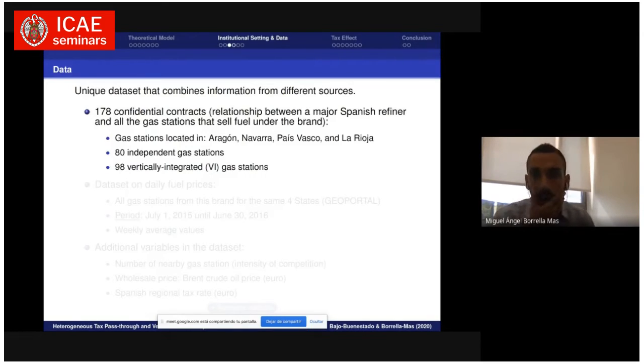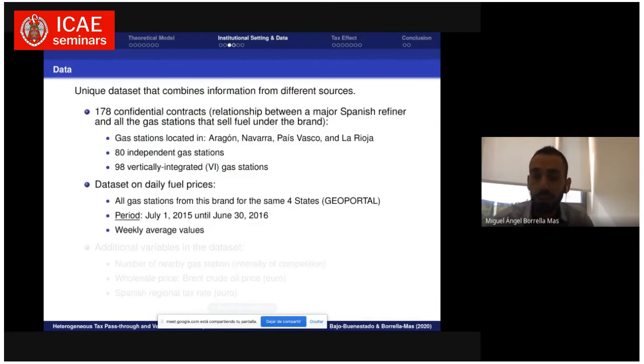Okay, so in the data, we have this unique data set combining information from different sources. We have access to 178 confidential contracts, basically specifying the relationship between this major Spanish refiner and all the gas stations operating under this brand. We have gas stations located in Aragon, Navarra, País Vasco, and La Rioja. From our 178 contracts, we can identify 80 that are independent and 98 that are vertically integrated.